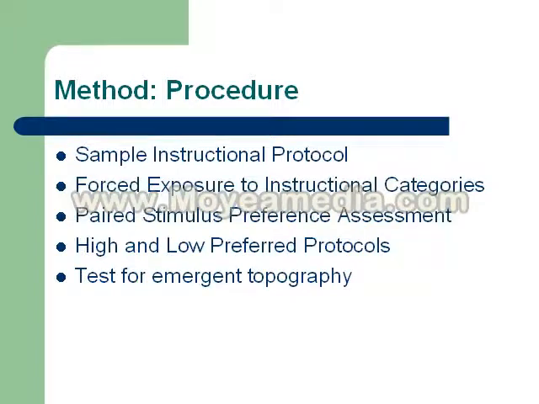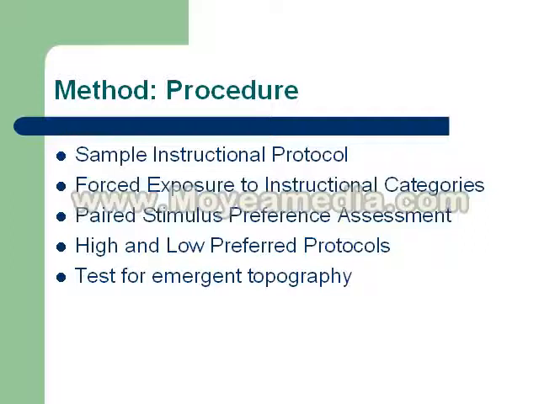Procedure. First, participants were exposed to a sample instructional protocol which was used for inclusion into the study. Then participants went through a forced exposure to the instructional categories, in which each one was presented for 30 seconds. Then there was a paired stimulus preference assessment used to rank order preferences for categories. Participants continued doing the preference assessment until there were clear preferences for high and low preferred protocols.